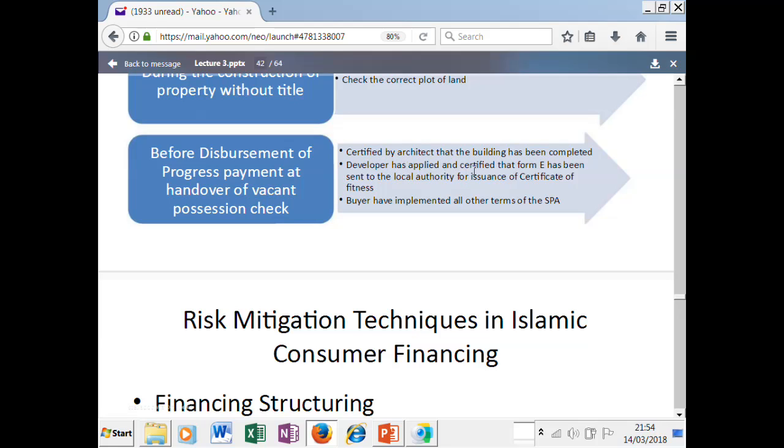Before disbursement of the progress payment, at handover of vacant possession, check that it is certified by the architect that the building has been completed, and that the developer has applied and certified that Form E has been sent with the documents for issue of the certificate of fitness. This is called CF. Usually the certificate of fitness must be obtained before people can move in. It means the building is fit, not only people need to be fit. It is fit for residential usage. If not fit, it collapses. So they have to obtain the CF, and then the buyer has implemented all other terms of the SPA.